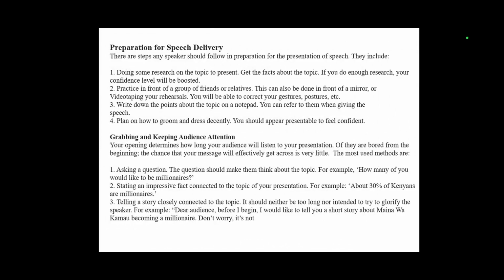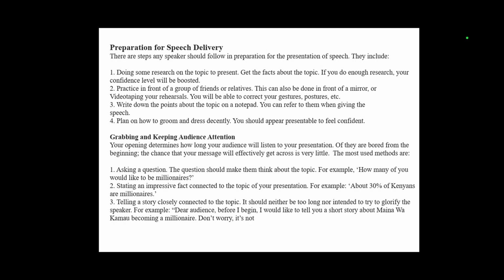Write down the points about the topic on a notepad. You can be referring to them when giving the speech. And you can also plan on how to groom and dress decently. You should appear presentable and feel confident.